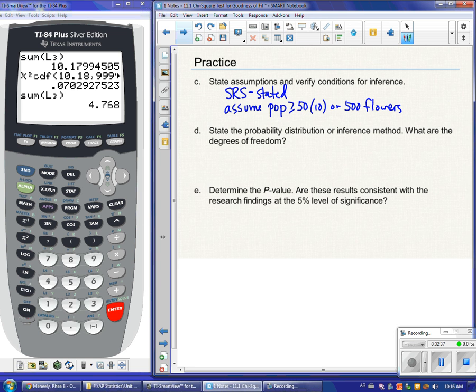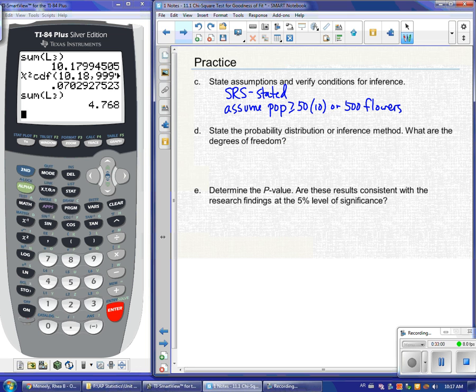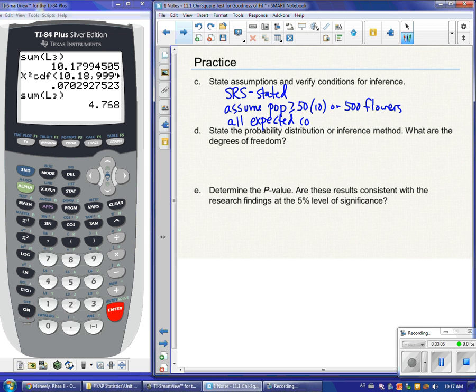And you should always write this on your paper as part of your response. I think you can get away without these numbers, but you always need to include your expected counts because that's one of the conditions you have to check. So the other thing would be to say that all expected counts are greater than or equal to 5.